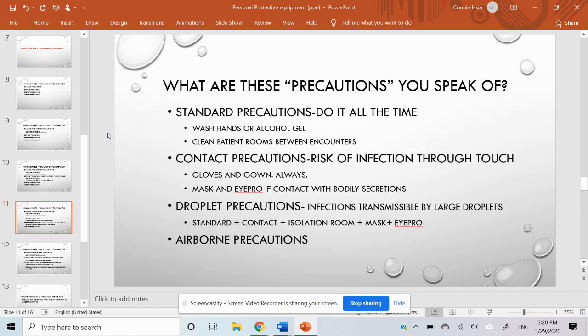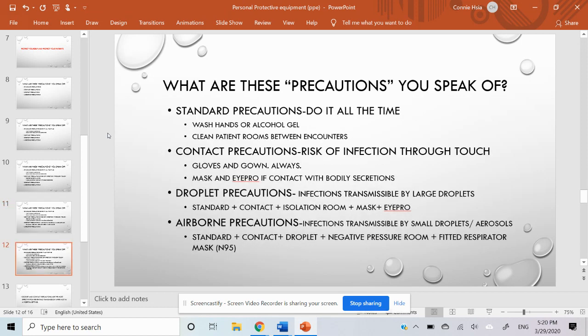Okay. Lastly, you have airborne precautions, which are different than droplet in that these are smaller droplets and aerosolized particles that are causing transmission of infection. So you're only going to find these mostly in hospital settings where there are advanced procedures being done, such as intubation, bronchoscopy, or nebulizers being used. What you see here, you need standard, contact and droplet precautions, plus not just an isolation room, but a negative pressure room to prevent the suspended particles from being continually infectious as you go in and out of the room. And you need a fitted respirator mask, such as the N95.